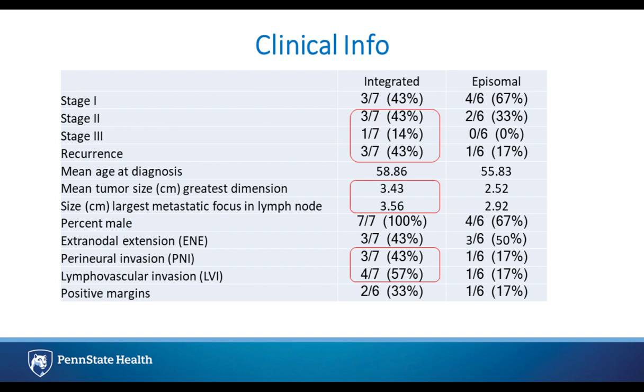Now, perineural invasion and lymphovascular invasion are signs that the cancer has invaded into either nerve or vessel and are associated with poor prognosis, and these are also more associated in these integrated forms.